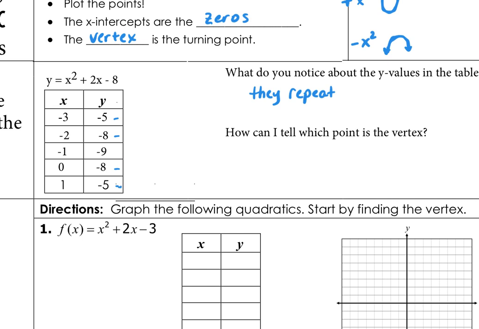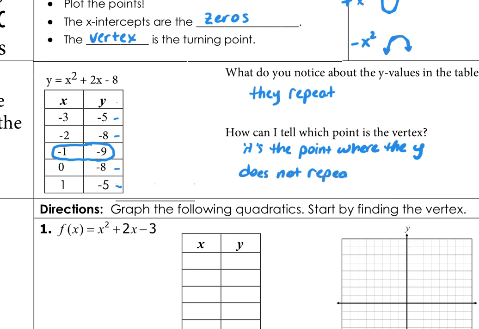Now the vertex is going to be the point that does not repeat, the point where the y does not repeat. Okay, so that's going to tell us where to start. And when we look at our table of points, we're always going to start by putting the vertex down first.